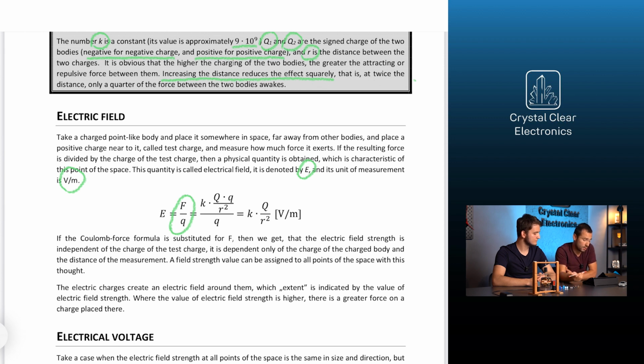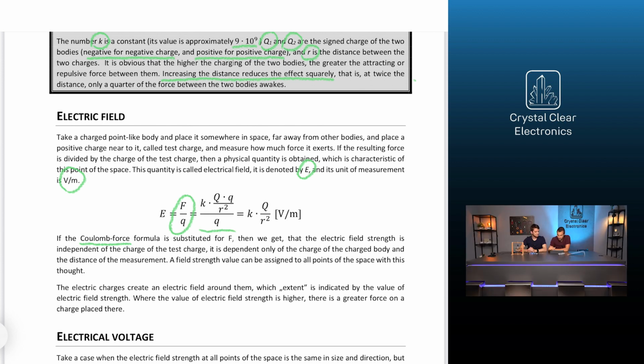If the Coulomb force formula is substituted for F, then we get that the electric field strength is independent of the charge of the test charge, it is dependent only on the charge of the charged body and the distance of the measurement. A field strength value can be assigned to all points of the space with this thought.